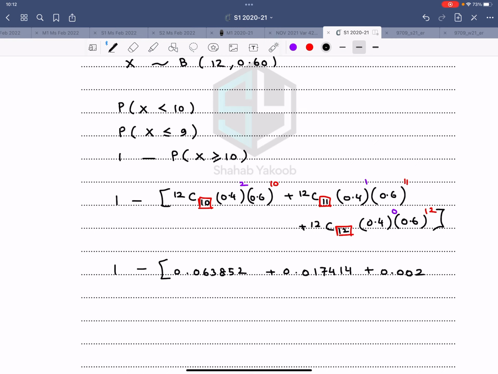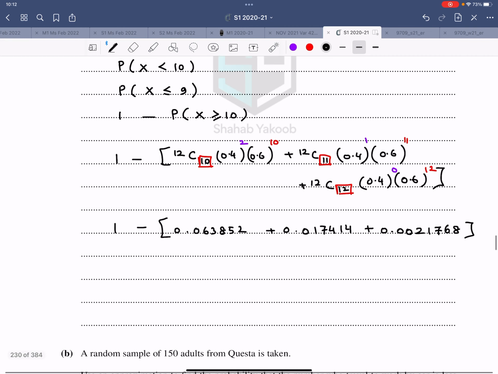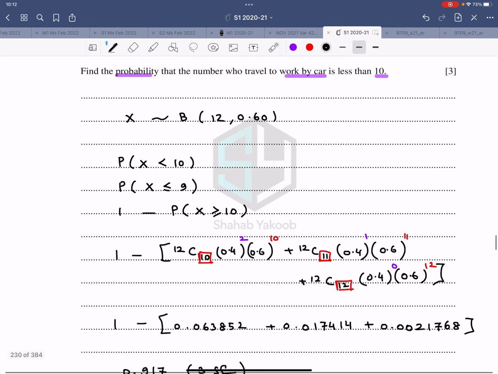0.00217, and then it's 68. And you can double check the result. So now you write the final answer, which is 0.917. This is rounded off to 3 significant figures, and the examiner places a lot of emphasis on this.